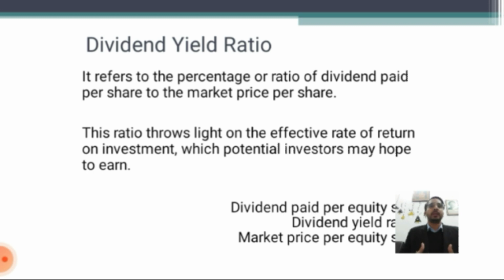Dividend yield ratio. It refers to the percentage or ratio of dividend paid per share to the market price per share. This ratio throws light on the effective rate of return on investment which a potential investor may hope to earn. Dividend yield is equal to dividend paid per equity share divided by market price per equity share.